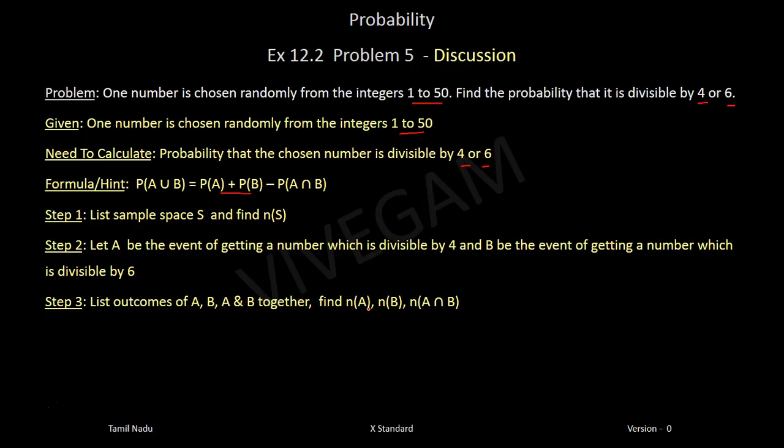Okay, so the first step is to list out the sample space. Sample space is 1, 2, 3, 4 up to 50. Then you have to list out the outcomes of A. A is defined as divisible by 4, so select all the numbers which are divisible by 4. Similarly do for B. Then find A intersection B. Then find how many entries are there in the sets A, B and A intersection B. Thereafter, find their probabilities using the formula. Probability of A is n of A divided by n of S. Similarly, do for probability of B and probability of A intersection B.